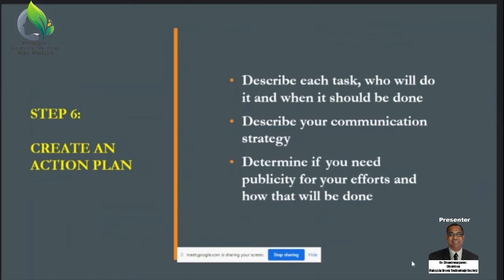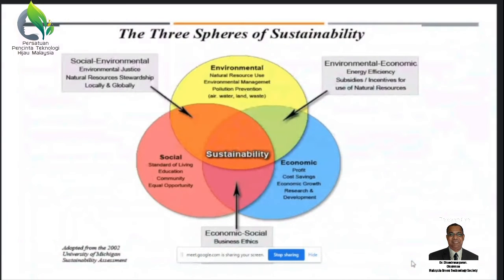As you go, you will realize that environment means natural resources, use and management, and pollution prevention. Social means standard of living, education, community, and equal opportunity. Economic means profit, cost saving, economic growth, and research and development. These 3 sustainability spheres will give you an idea for your sustainability plan.